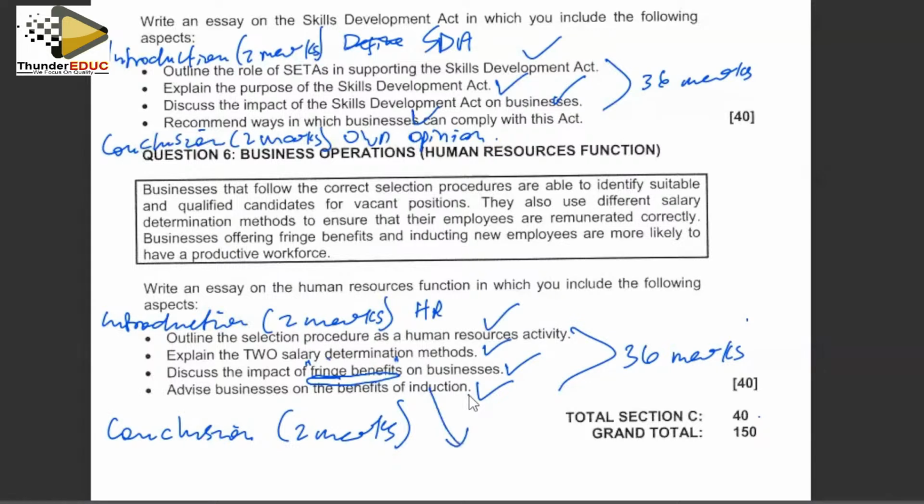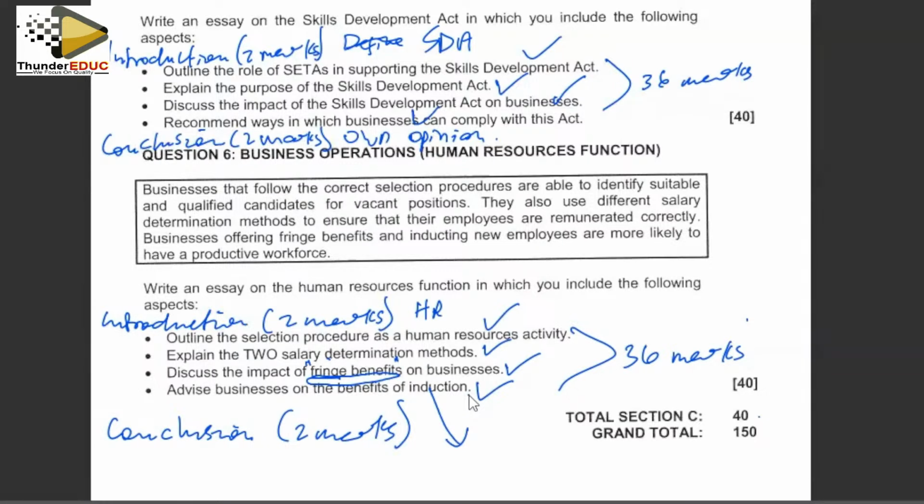So now let's check the benefits of induction. We are saying that the benefit of induction is that it increases quality, performance, or productivity. It also allows employees to settle in quickly and work effectively. Okay, right, grade 12. So in this regard, we would have collected the marks under our body. So now let's check the conclusion part.